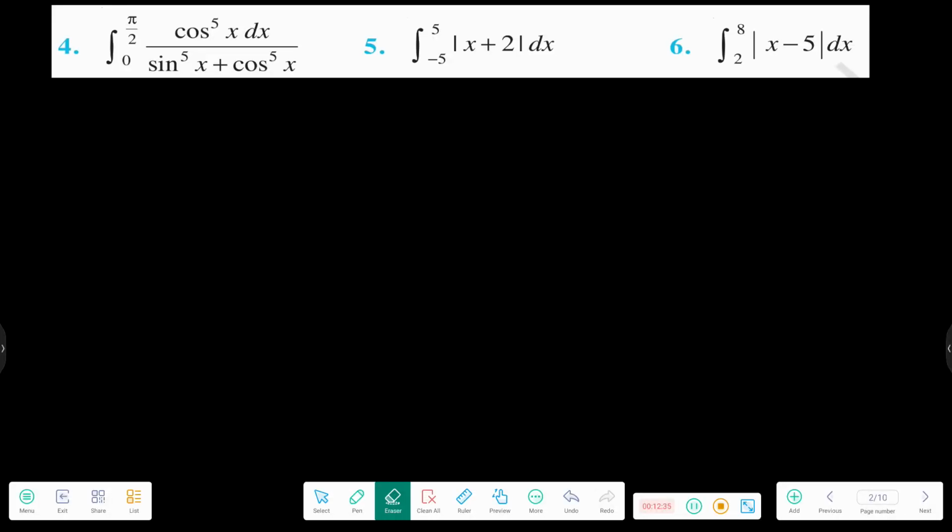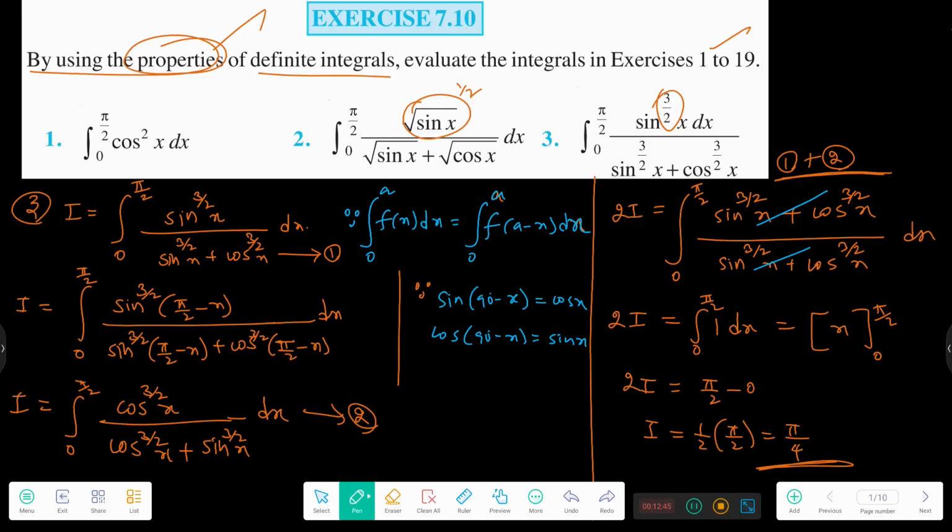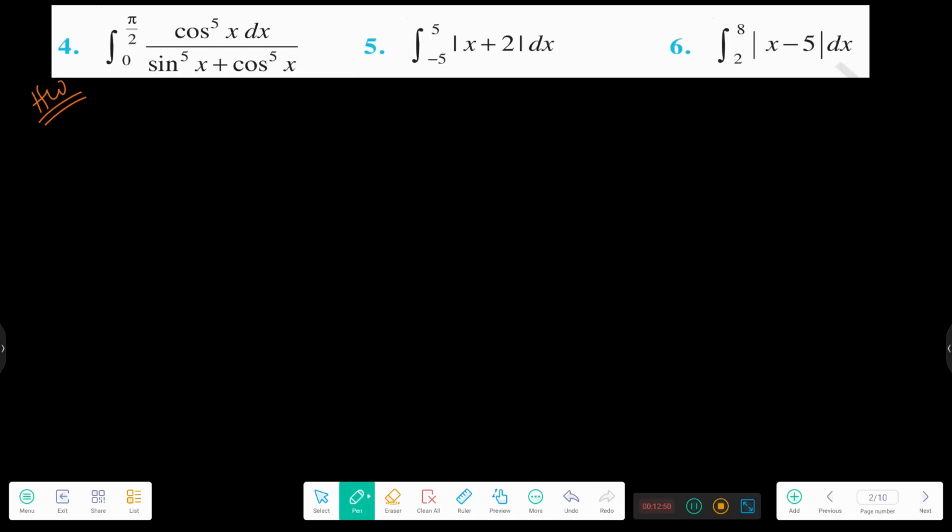Children, question number 4, let's start. Question 4 is homework. Same as 2 and 3, what we have done. See, here the power is 1 by 2, and here power 3 by 2, and in the fourth one, power 5 is given. You will get the same answer, pi by 4. Continue in the same manner. Fourth one is homework.